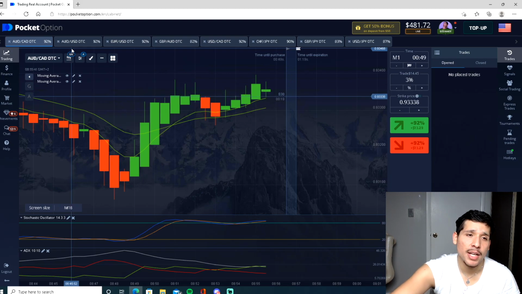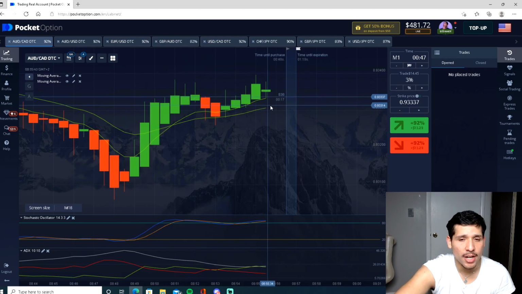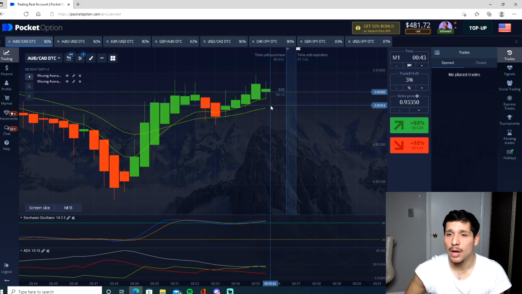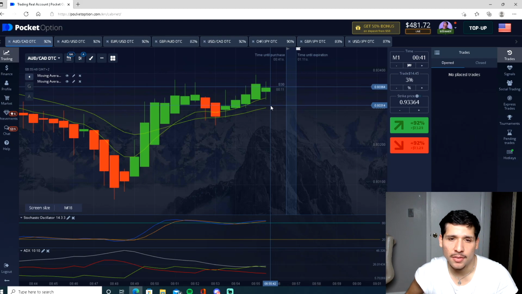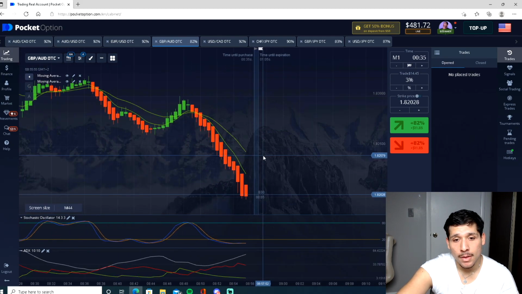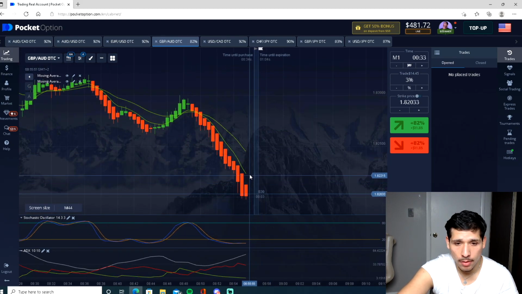But as for OTCs, you can use this strategy, but just know it's a lot riskier because OTC is very unpredictable. A lot of stuff can happen. As you can see, the movement is crazy right here. There was a pullback right here, and then it just went up, as you can see.